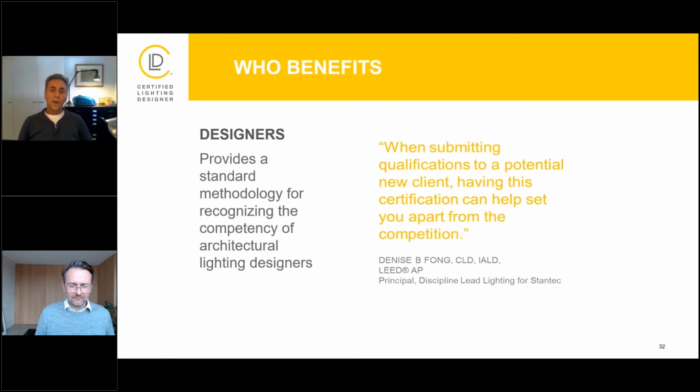Now, who benefits? Well, designers definitely benefit because it establishes a standard, and this raises the awareness of our profession. And there's a quote on the right of this slide you can read, and it's from Denise Fong, who says that her benefit is that CLD sets you apart from your competition.